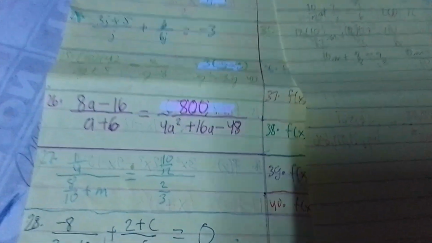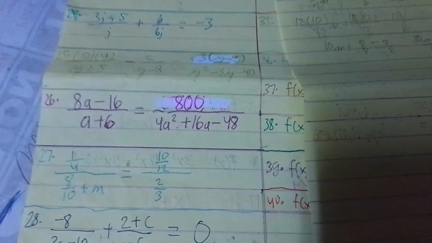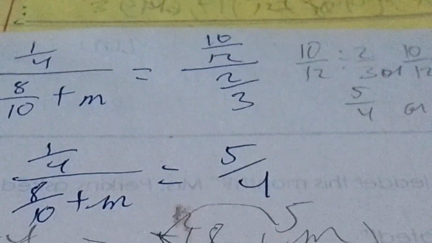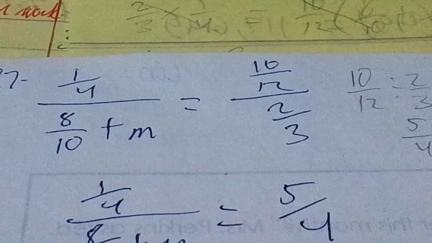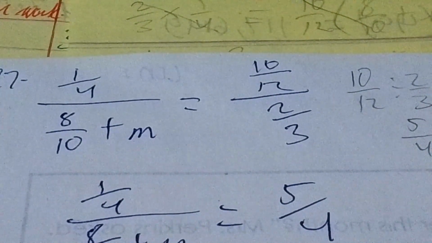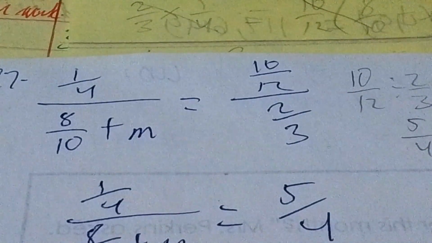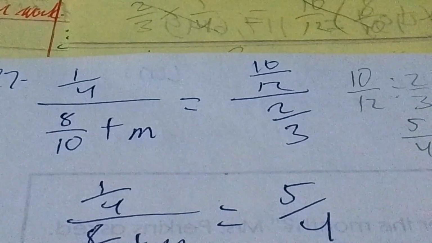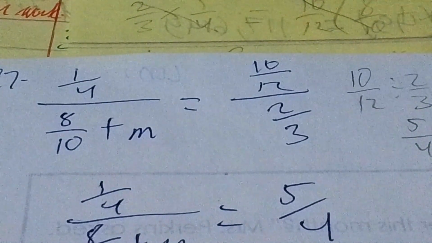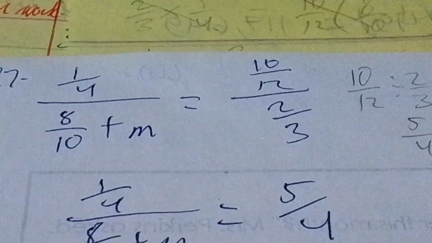For this item, you can solve it in many different ways. Let me show you my solution so that you can see how I did it. Here's what I did, we have this equation: 1/4 over 8/10 plus m is equivalent to 10/12 over 2/3. So what did I do here? I just divided the two fractions, so I would not have a hard time with this complex fraction.